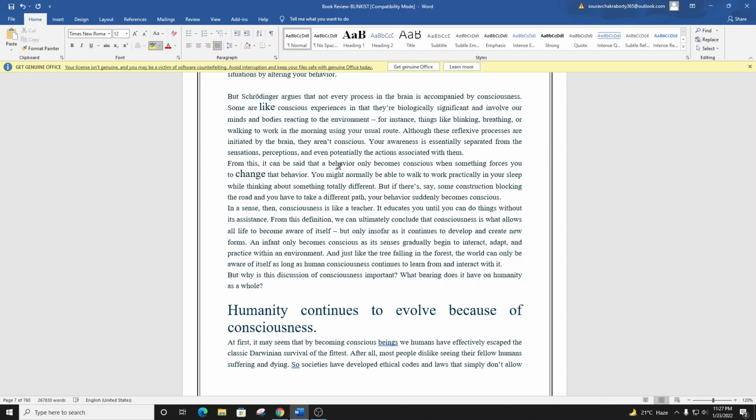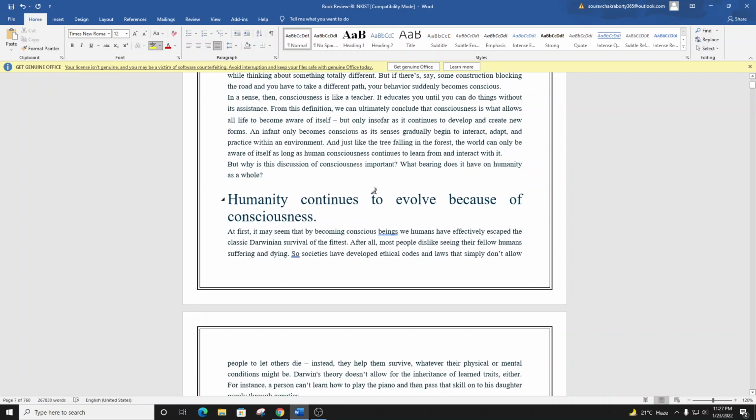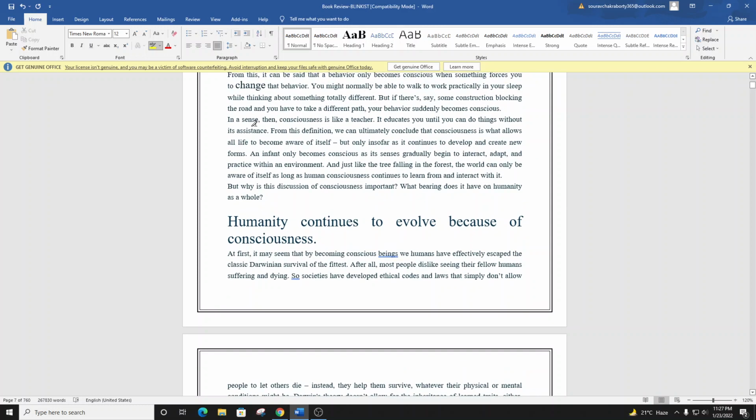From this, it can be said that a behavior only becomes conscious when something forces you to change that behavior. You might normally be able to walk to work practically in your sleep while thinking about something totally different. But if there's, say, some construction blocking the road and you have to take a different path, your behavior suddenly becomes conscious. In a sense, then, consciousness is like a teacher. It educates you until you can do things without its assistance.